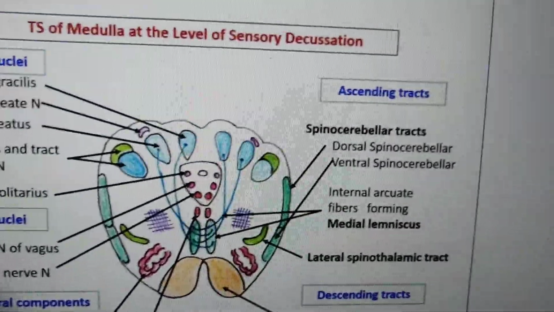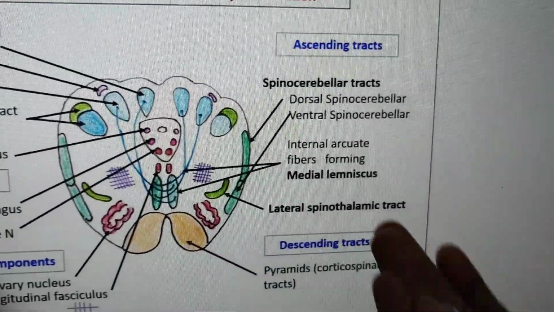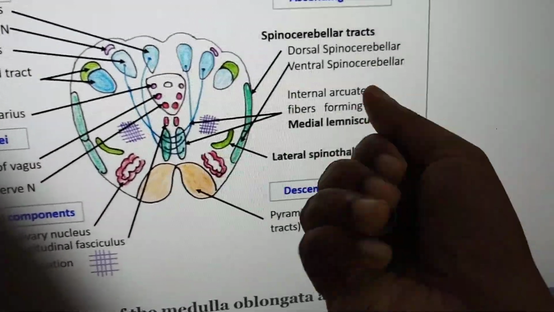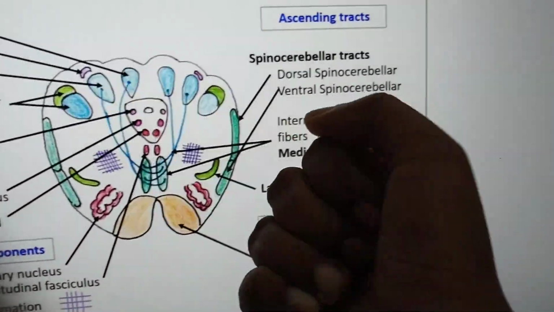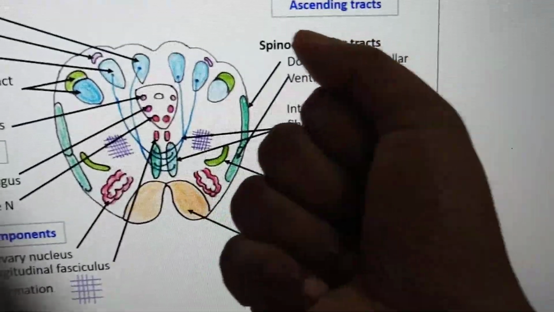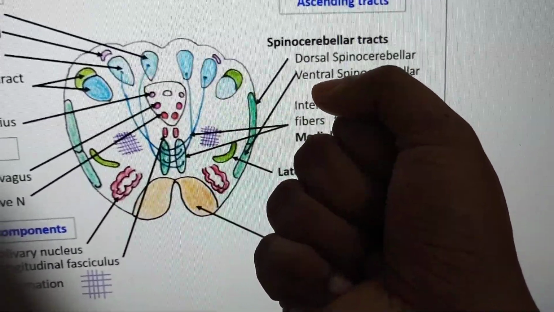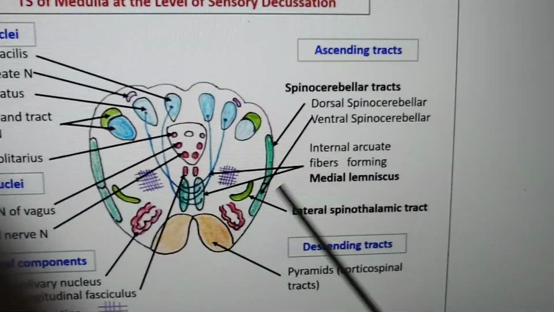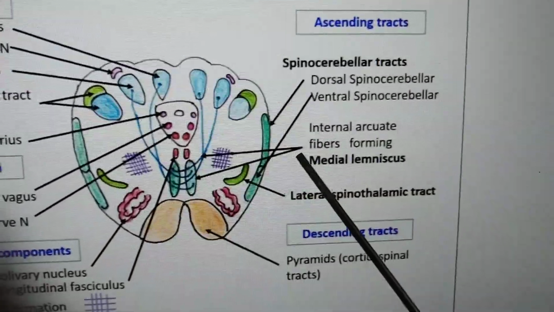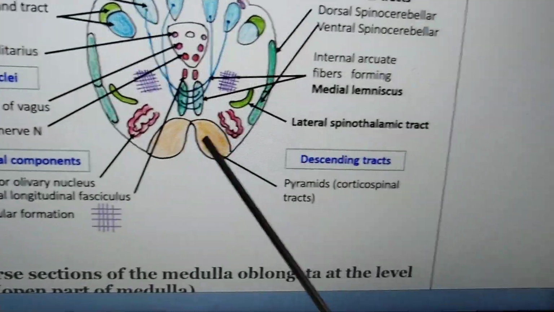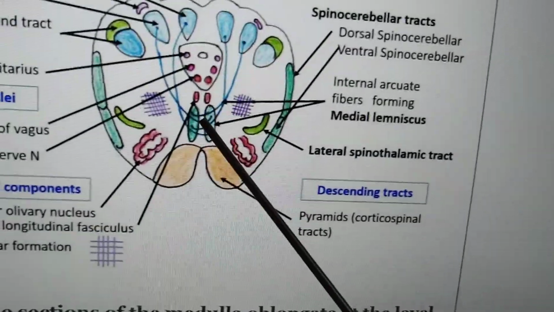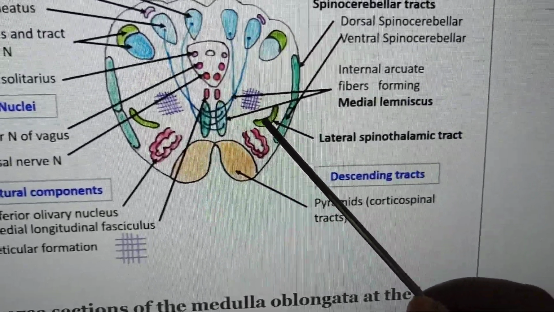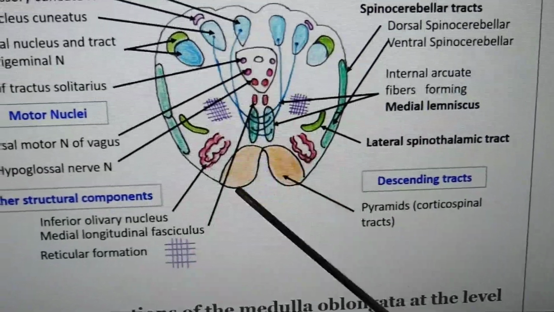Now what is stereognosis? The ability to know the shape of an object. How will you test stereognosis? You give a coin or anything to the patient, ask him to close his eyes and identify it, and that is how you test stereognosis. Then that is the medial lemniscus. Then we have the lateral spinothalamic tract, which is again concerned with pain and temperature.